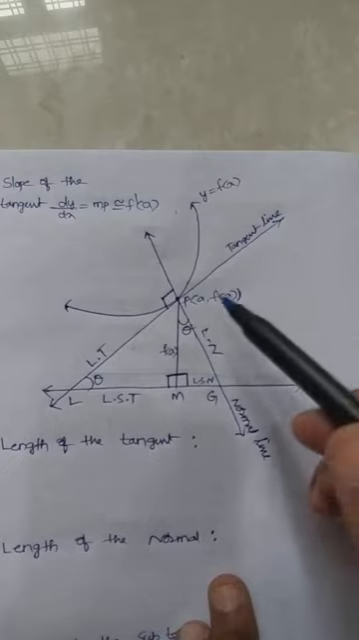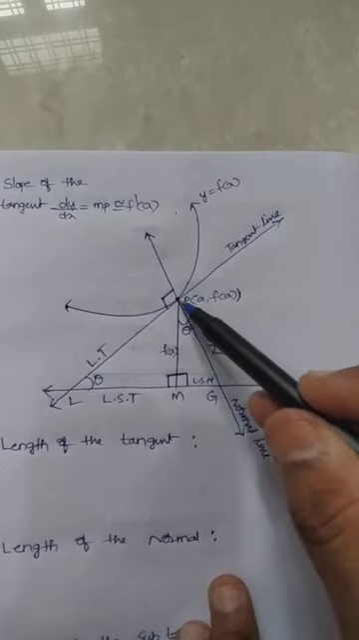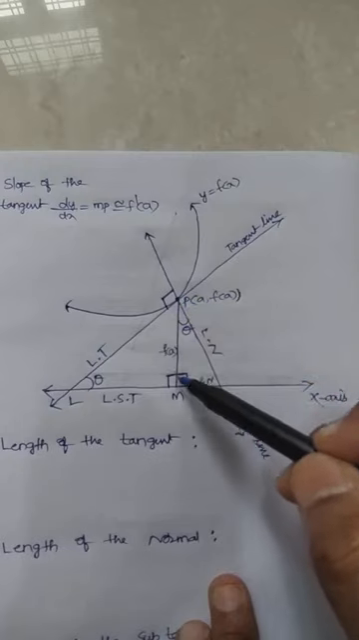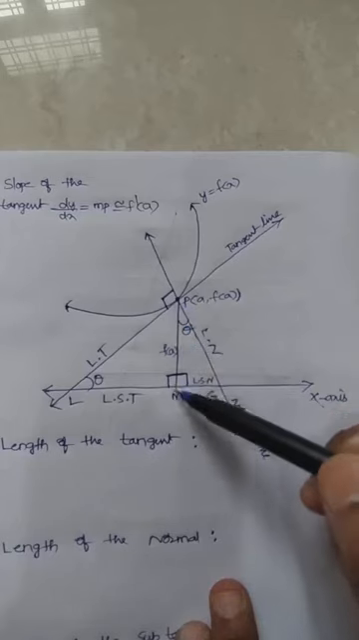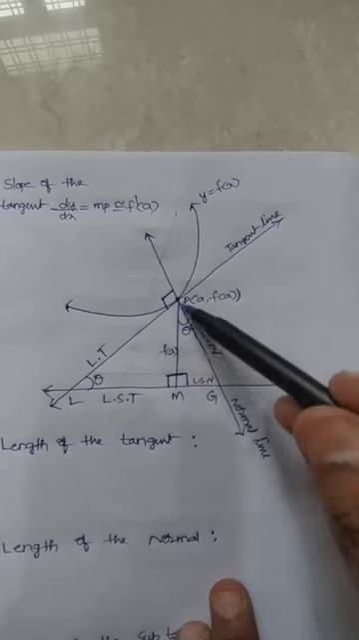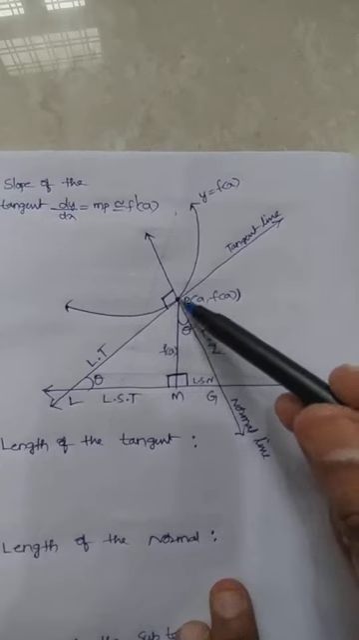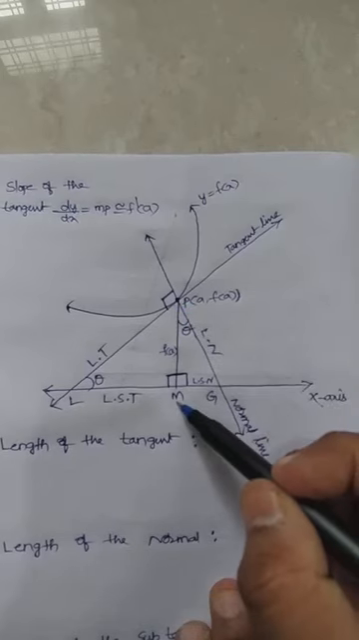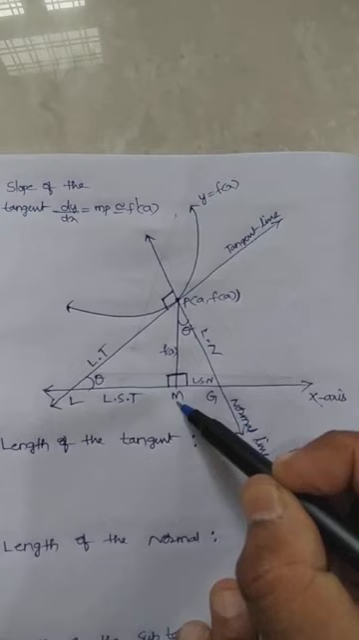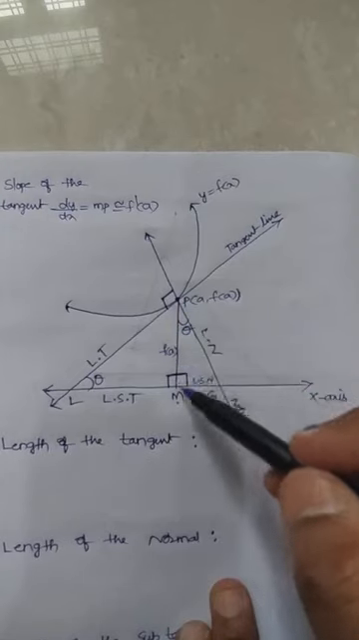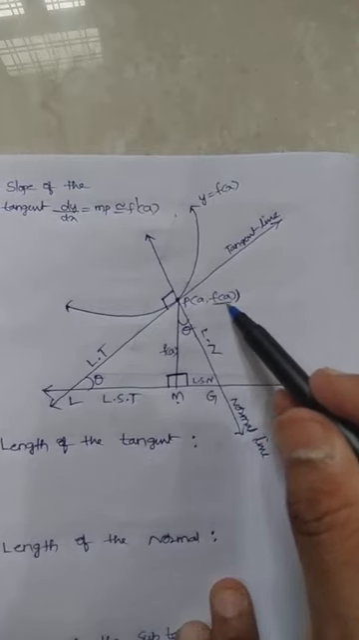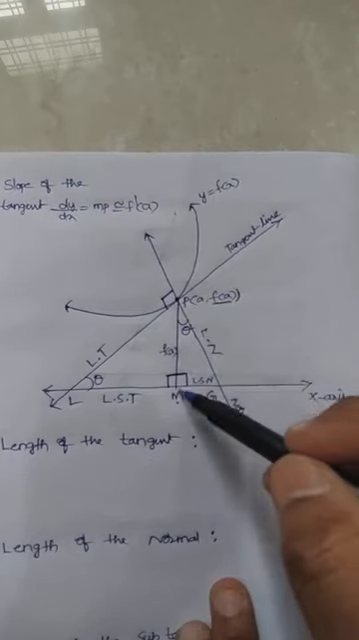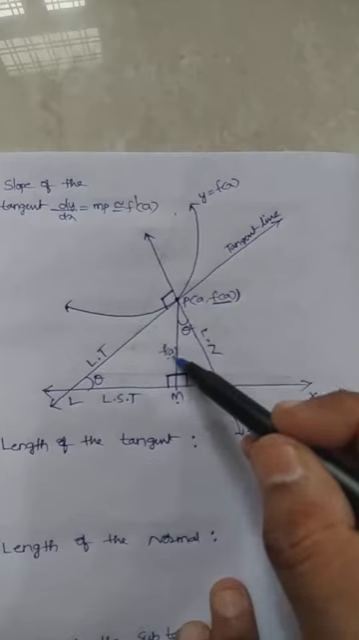One more thing I am doing here: I am drawing the perpendicular line to the x-axis from the point P. This PM bar is called the foot of the perpendicular, and M is the foot of the perpendicular line. Wherever, the y coordinate is f of a, so this PM bar length is also f of a.